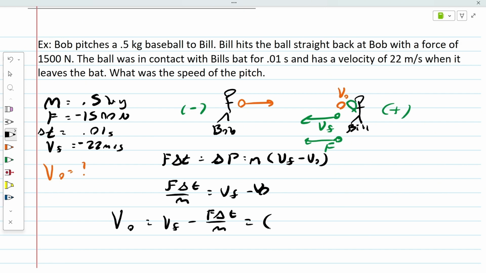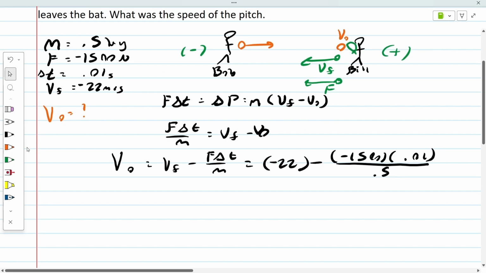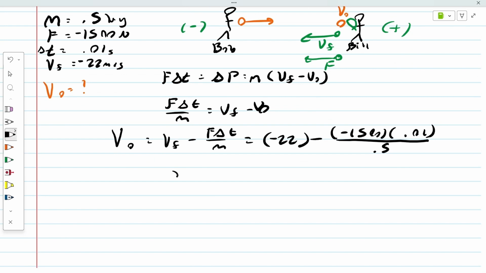And if we just go ahead and plug in all the values we have, we can solve for the velocity initial of the pitch. So that'll be right before it hits the bat. And so if we go ahead and plug those in, we get an initial velocity equal to 8 meters per second. And that'll be positive since we denoted that direction of the pitch to be positive. So that's our initial velocity, and that'll be our answer.